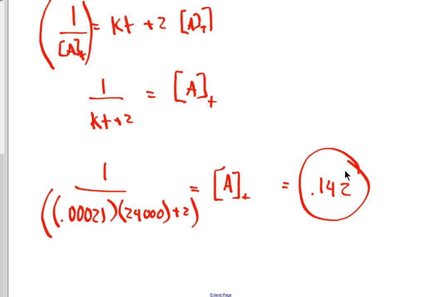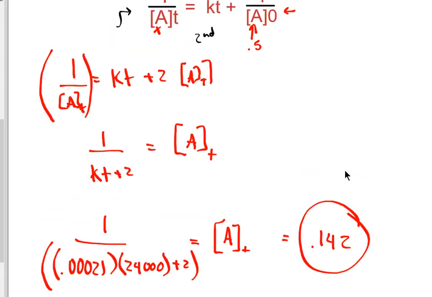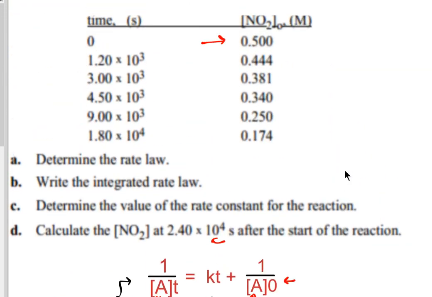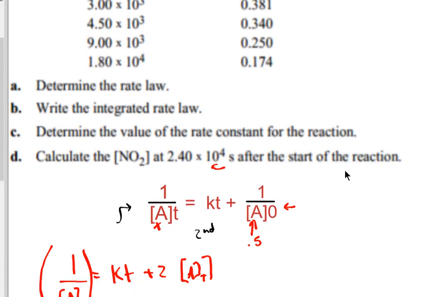So it seems weird, but knowing the concentrations at specific times, or knowing the times that you need to get certain concentrations, is actually, chemistry-wise, a really important idea. Now, math, it seems like, what the, but trust me, in chemistry, this is one of the more important things. Now, this is it for second order.